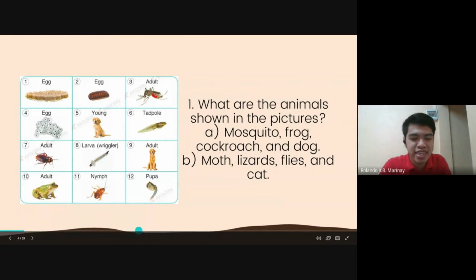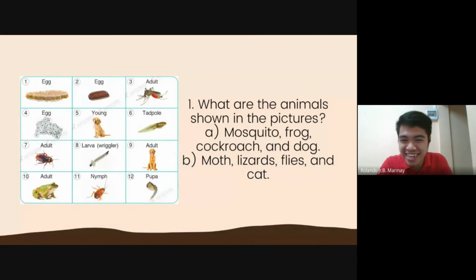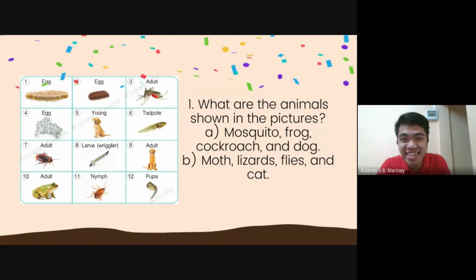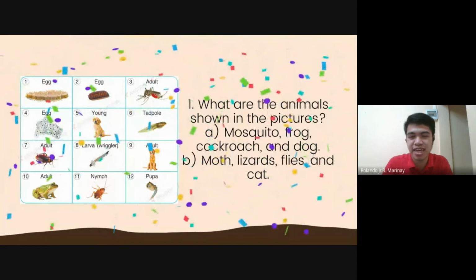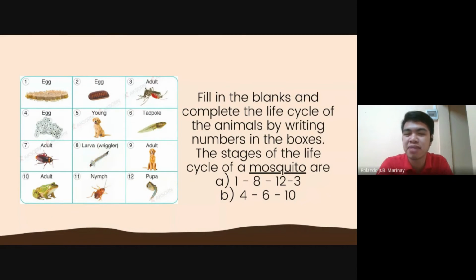Alright. So the correct answer is letter A. Mosquito, frog, cockroach, and dog. Now, next, fill in the blanks and complete the life cycle of the animals by writing numbers in the boxes.